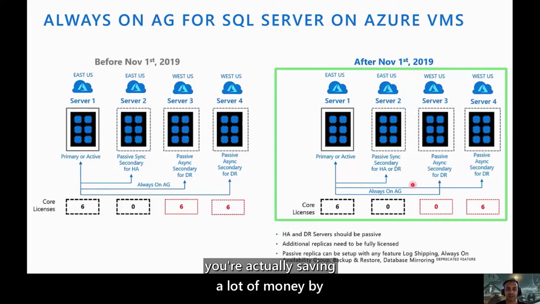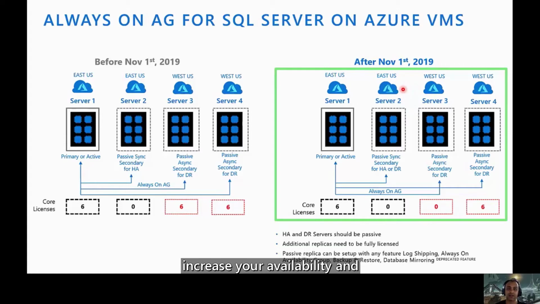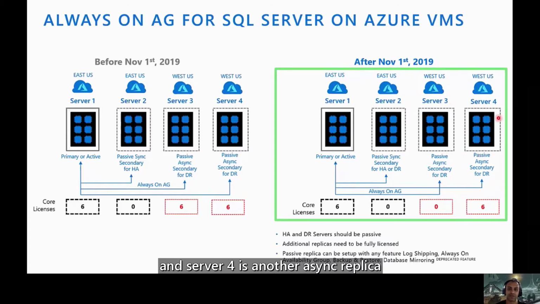And if this is Enterprise Edition, you're actually saving a lot of money by leveraging this benefit for software assurance. Or if you have subscription licenses, that covers the software assurance benefits as well. So you have 12 free Enterprise Edition licenses that can help you increase your availability and improve your RPO and RTO for an existing deployment. In this example, I'm suggesting the use of Always On availability groups, which means Server 1 is the primary replica, Server 2 is the synchronous replica for automatic failovers, Server 3 is the async replica, which will support manual failovers, and Server 4 is another async replica, which supports manual failovers.